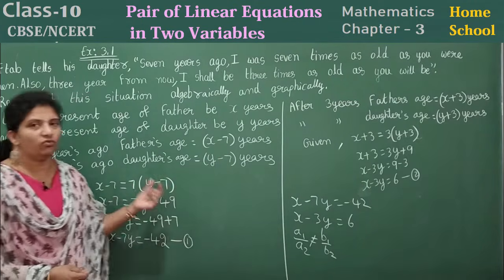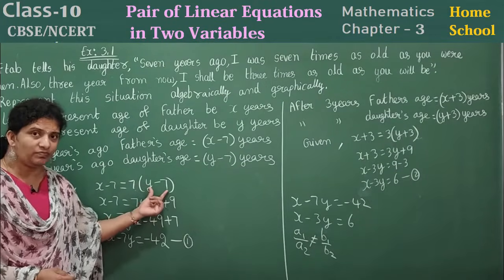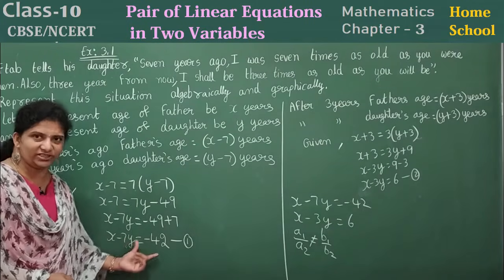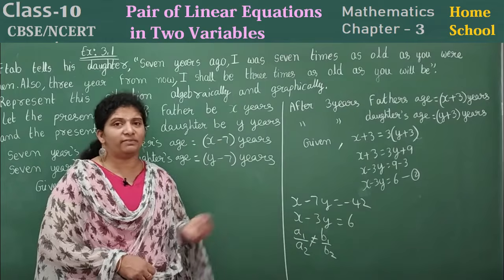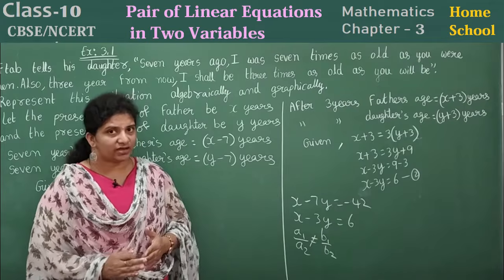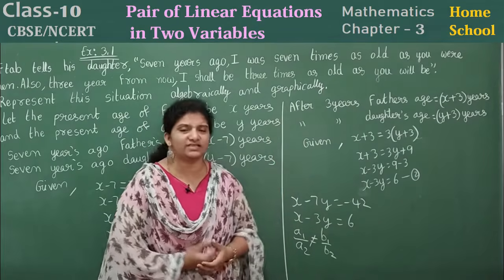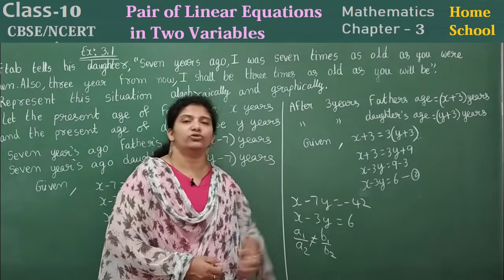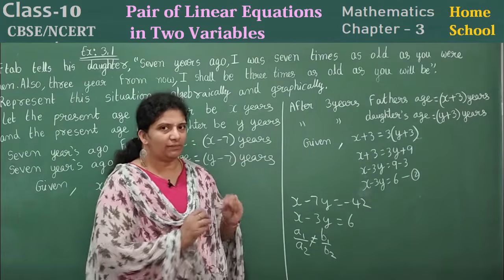When Aftab is talking, what was he saying? I was 7 times as old as you. x minus 7 is equal to 7 into y minus 7. We are going to get one equation. Similarly, 3 years from now, the ages will change. That is x plus 3, y plus 3. Three years from now, Aftab's age is 3 times his daughter's age. That is x plus 3 is equal to 3 into y plus 3. There we are going to get one more equation. Representing the equations algebraically is completed up to here.